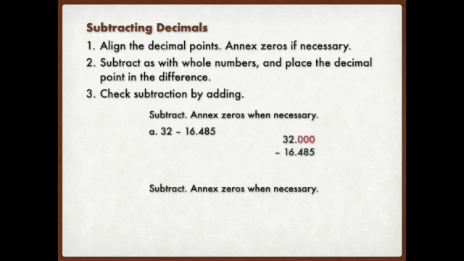Okay, so here's an example, 32 minus 16.485. We need to put in the decimal points. Now, because it's just 32, we know it's 32.0, and then we have to add in or annex some zeros, so it ends up being 32.000, to line up with the number I'm subtracting. And that gives us our total, our difference.